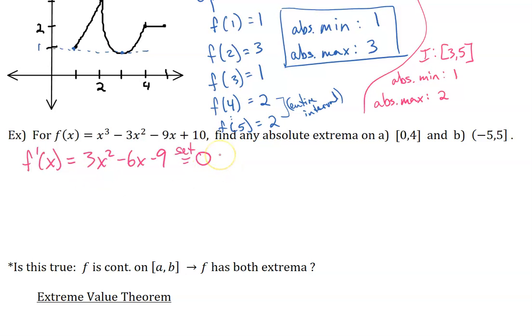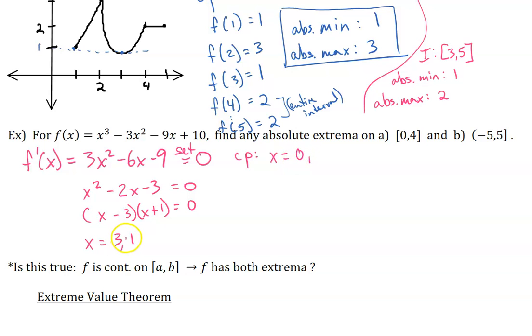I'm going to divide everything by 3 to make this equation easier. So x squared minus 2x minus 3 equals 0. We can factor this as x minus 3 times x plus 1. So x equals 3 and negative 1. So when we list our critical points, okay, for part A here, from 0 to 4, we have x equals 0. Oh, sorry, this is a negative 1, not positive 1. Okay, 0, 3, and 4.